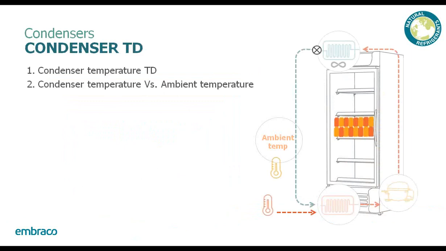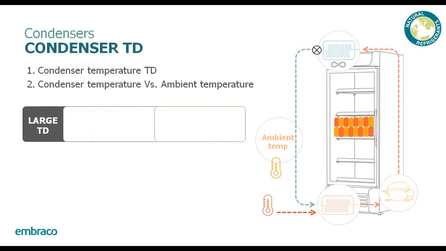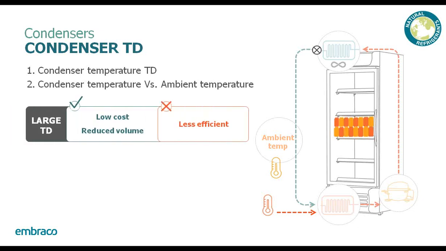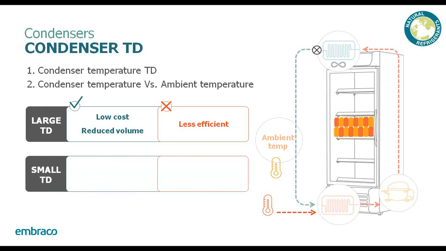With the condenser, there's only two TDs that you need to pay attention to. The condenser temperature versus your ambient temperature. As with the evaporator, the larger your TD, the lower the cost of your evaporator will be, and you get a reduced volume. However, you have a less efficient system, so you're going to have a higher condensing pressure than you would have with a smaller TD.